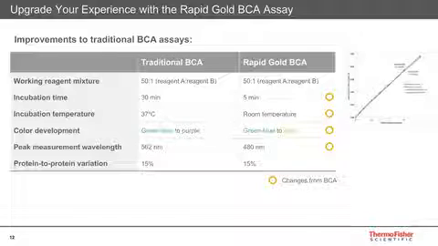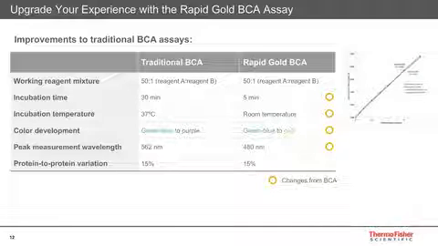We get the same accuracy, the same low protein to protein variability, and I will explain what protein to protein variability is in the later slides. The results can be obtained with this new assay in just 5 minutes. So, upgrade your experience with the new Rapid Gold BCA.